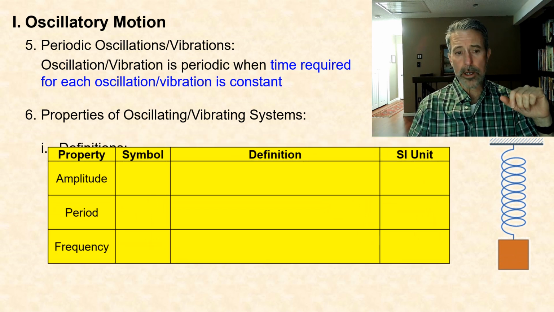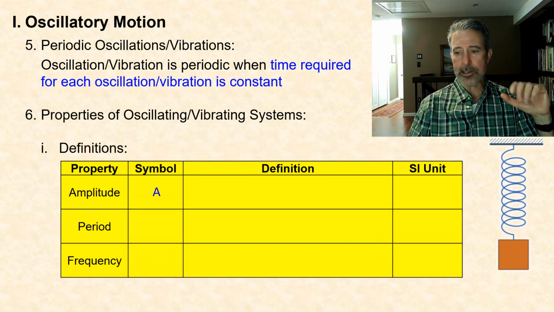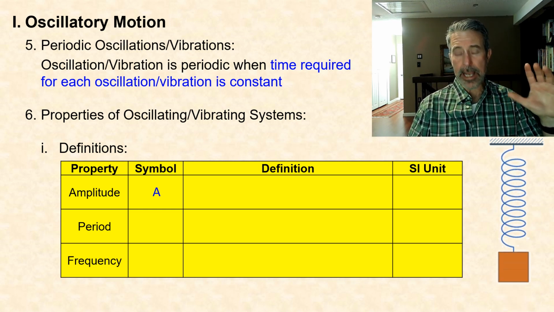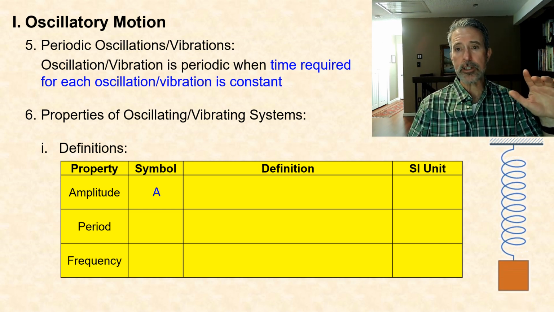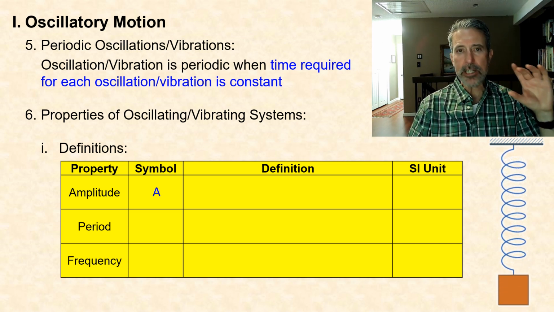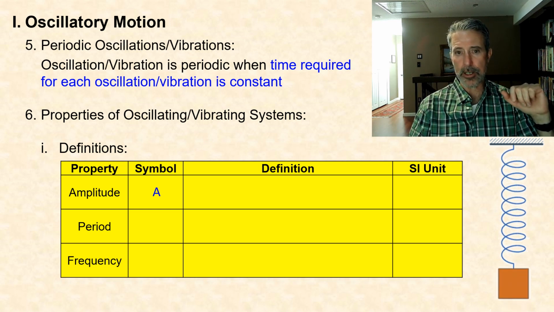So the first quantity that we'll introduce is what we call amplitude, symbolized with a capital A. When speaking about the amplitude of vibration or oscillation, this is simply the maximum linear or angular displacement of our system, of our oscillator, from its equilibrium or rest position.